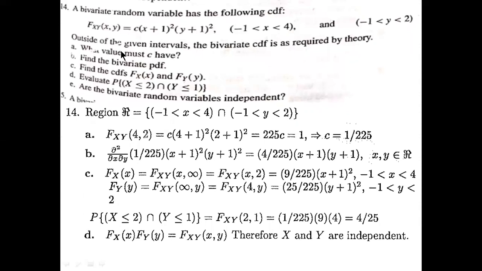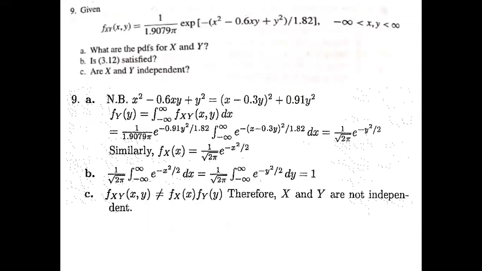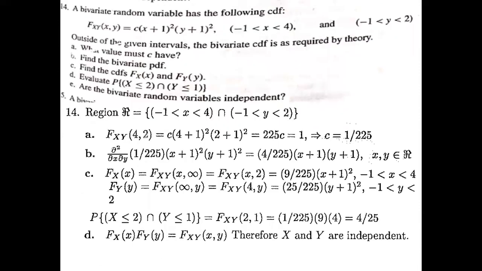Let us take another example. A bivariate random variable has the following: C times (x plus 1) whole square, (y plus 1) whole square. This is a CDF. Please note that we have a CDF. Till now, we were taking the PDF, right? Now we are writing the CDF. So the CDF is given over here for the range of x between -1 and 4, and for the range of y between -1 and 2.